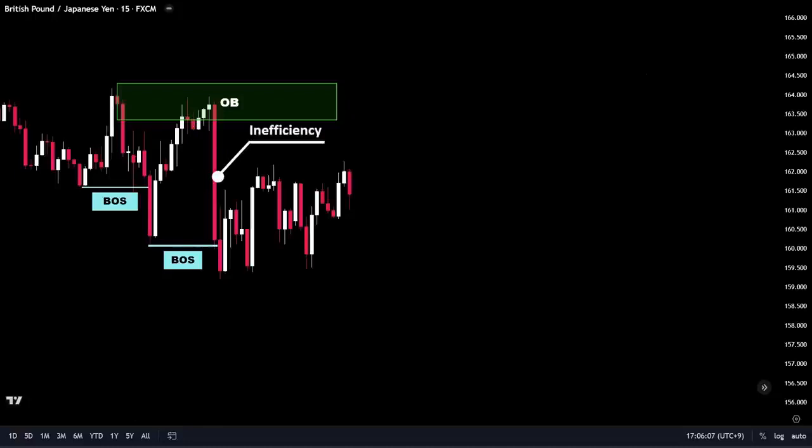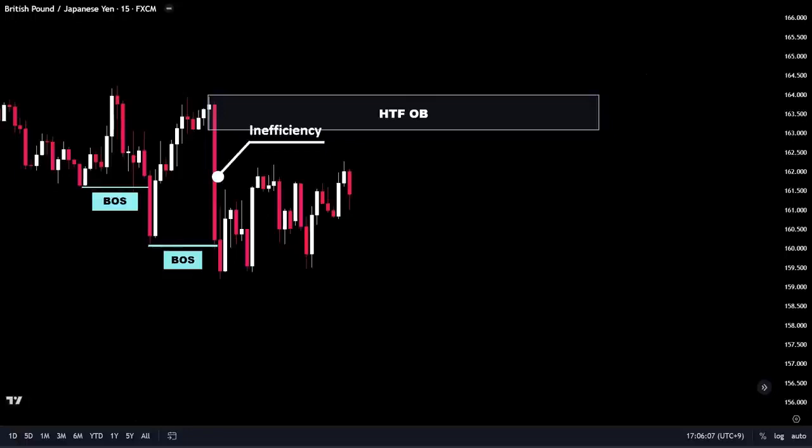So we can highlight this order block here. Based on our analysis, we anticipate that the price will reach this point to fill the inefficiency created by the previous price action. Then price may reverse from this zone and resume its downward movement.